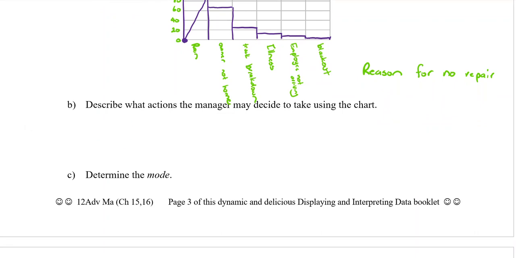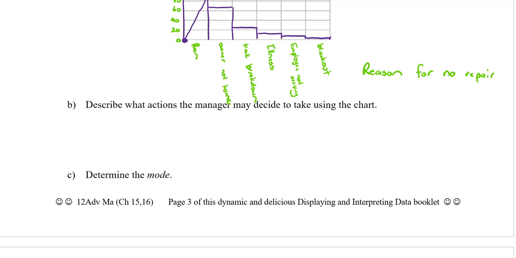Describe, now, okay, this topic does overlap with the standard course. Pareto charts is something that they have to do. So this section is quite common to be the commonly asked questions between the advanced and the standard exams. So you may then find there's more of these kind of questions that require you to describe things. Okay, so describe what actions the manager may decide to take using your chart.